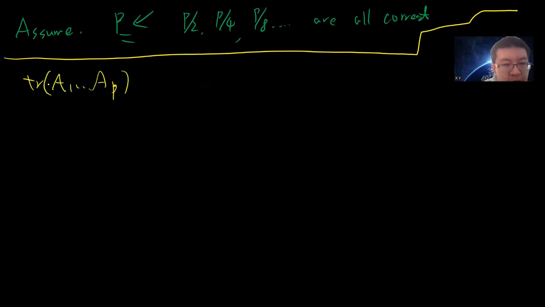So right, we have the trace of A1 to Ap, right? It's easy to prove this, so we can bound it. Actually, if you don't take the absolute value, it's fine, because the right-hand side is positive.